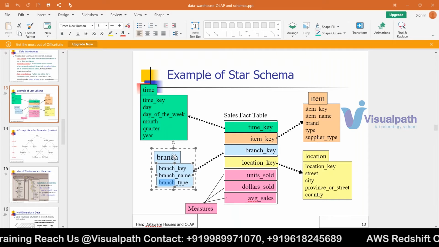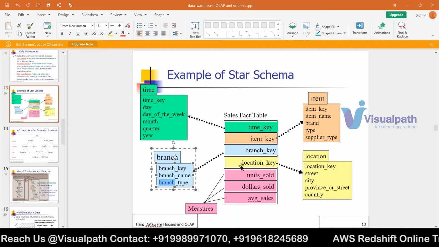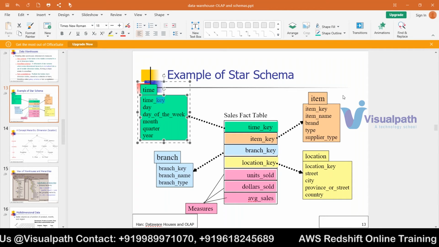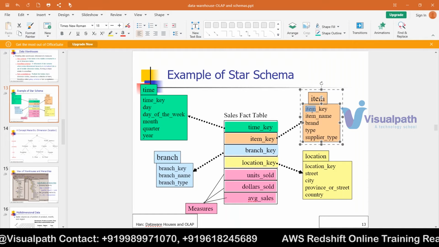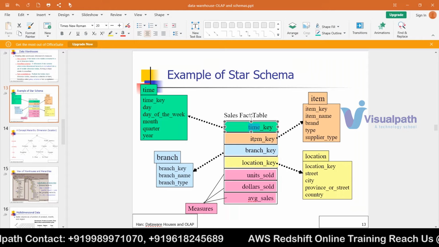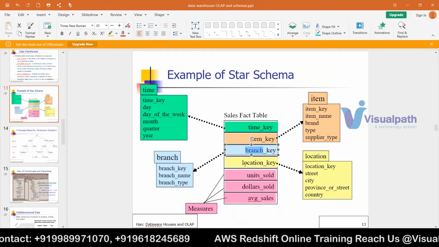So in star schema, dimension tables will be there and a fact table will be there. All the dimension tables will have their own keys. Every table will have a key, like a primary key. They will be used in the fact table. Otherwise, how do they join the dimension with the fact? Based on the keys only.